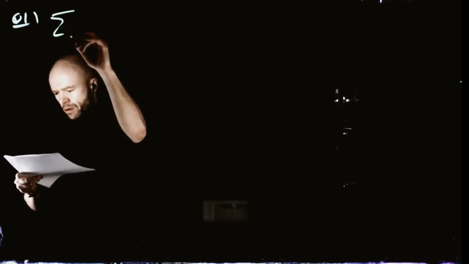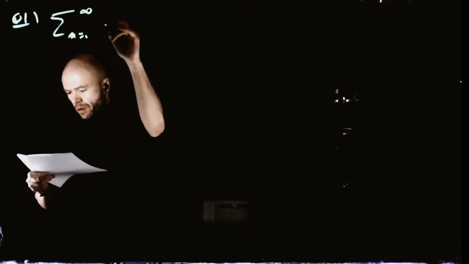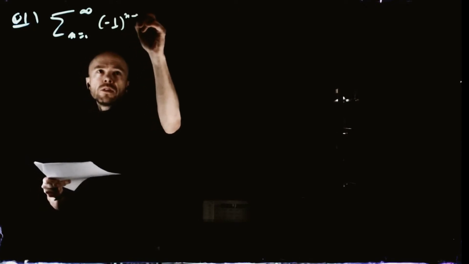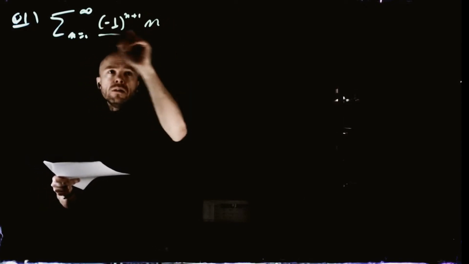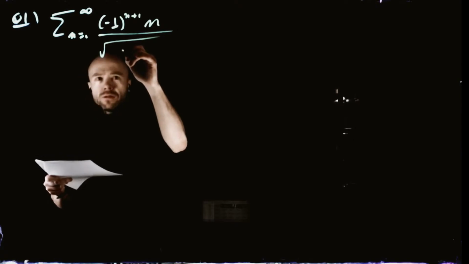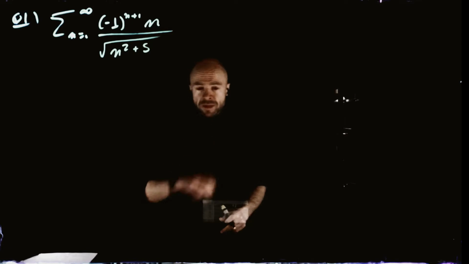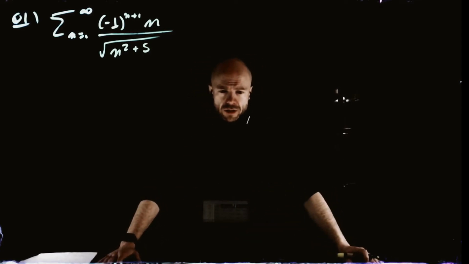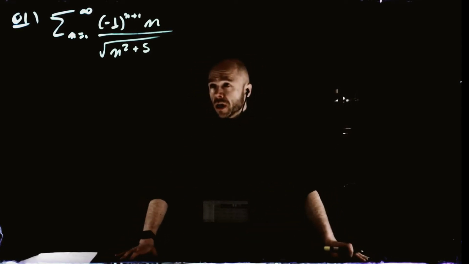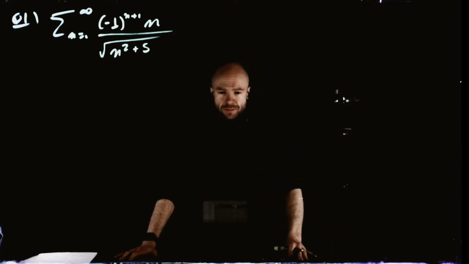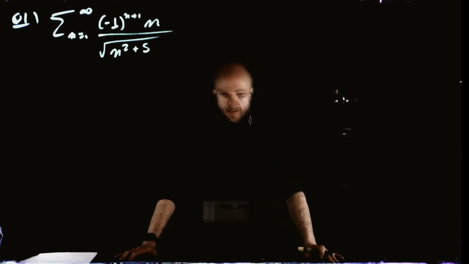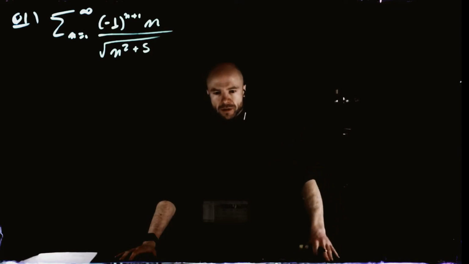Let's start with this one, question 1. The sum n equals 1 to infinity of (-1)^(n+1) n over the square root of n squared plus 5. Okay, thumbs up if you think this converges, thumbs down if you think it doesn't. Okay, somebody who thinks it doesn't converge, give me a reason why. Come on, we have a lot to cover.